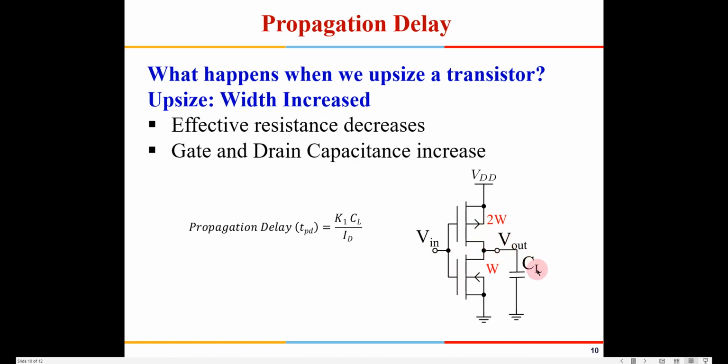But in case you are driving a large capacitor, in this equation, if CL is much larger than the intrinsic capacitances, in that case if I increase W, then I can reduce the propagation delay. So when you make a big circuit, there could be multiple transistors and multiple gates at different stages. So it depends.